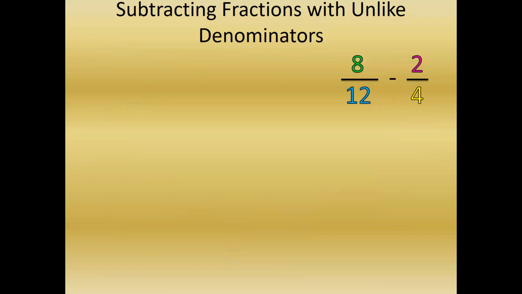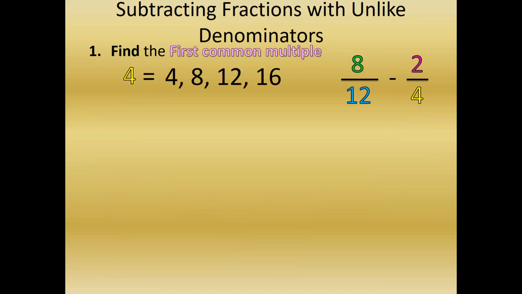All right, let's try one more together. So we have 8 over 12 minus 2 over 4. So we have to find the first common multiple. So we have 4, 8, 12, 16. Then we have 12, oh, look, we matched. So we have 12 and 12. So 12 is the first common multiple.